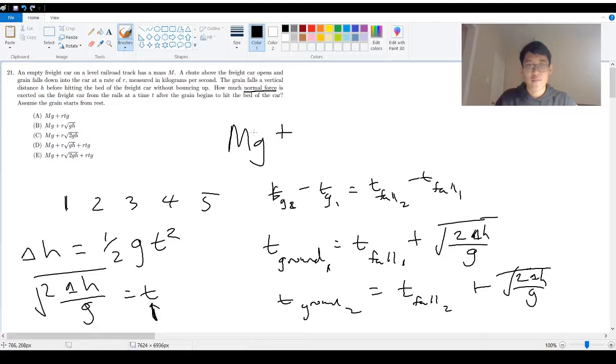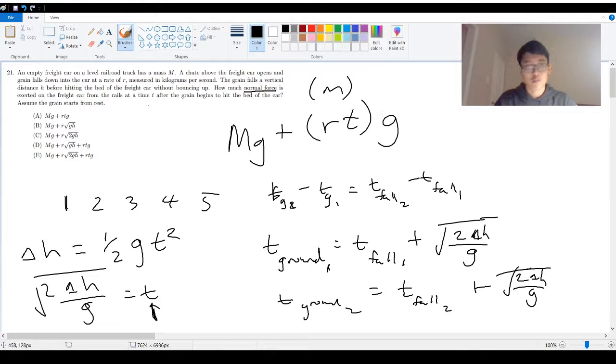So that means that after a time t, R times t of mass is actually on the bottom of the car, right? So that amount of weight is also the normal force that the freight car must exert upwards. So we might think that this is our answer now. The answer is A, right?